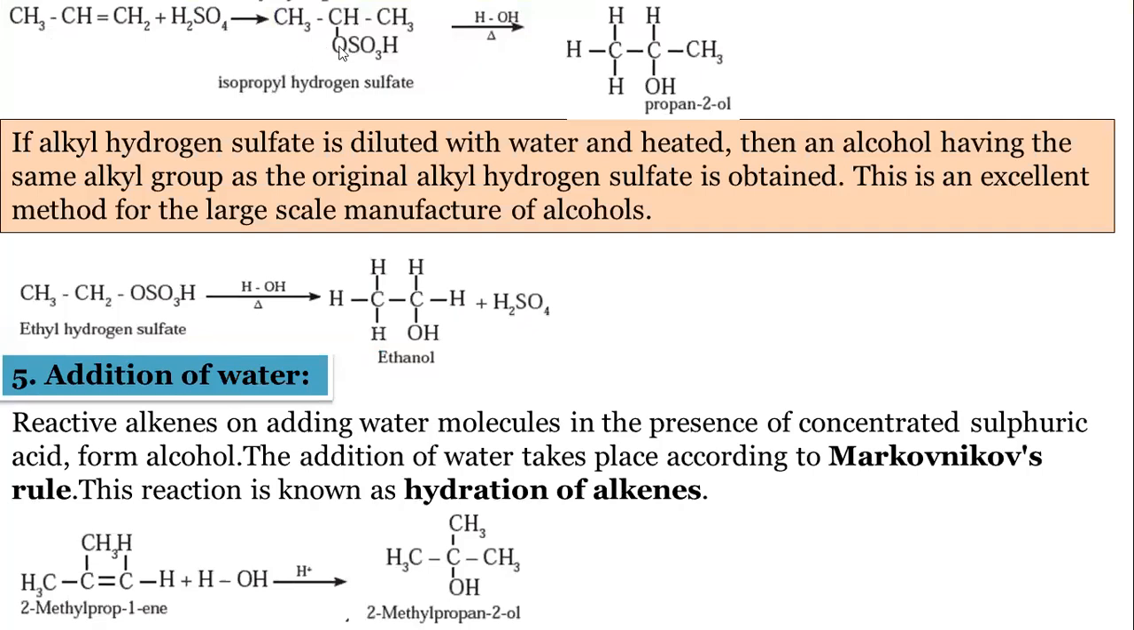We will check. See, H2SO4, hydrogen and OSO3H group. See, the OSO3H group gets attached to the carbon atom which has fewer hydrogens. Here we can see clearly only one hydrogen is there, and hydrogen is added here. Hydrogen will be added to this carbon, so it becomes CH3, and hydrogen will be added to the second carbon. So this compound is called isopropyl hydrogen sulfate.